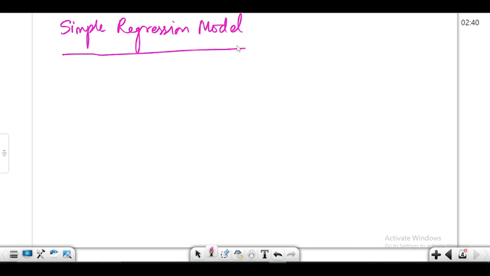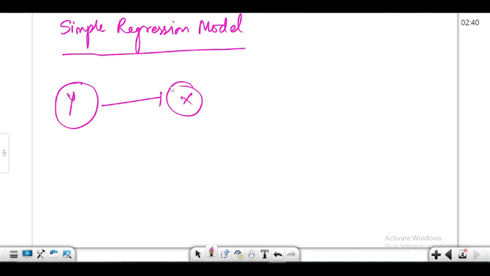Okay, so let's begin. Regression analysis is basically concerned with the study of dependence of one variable, say y. So we have a variable y which is dependent on another variable x. So your regression is basically this study of regressing the value of y for different values of x.